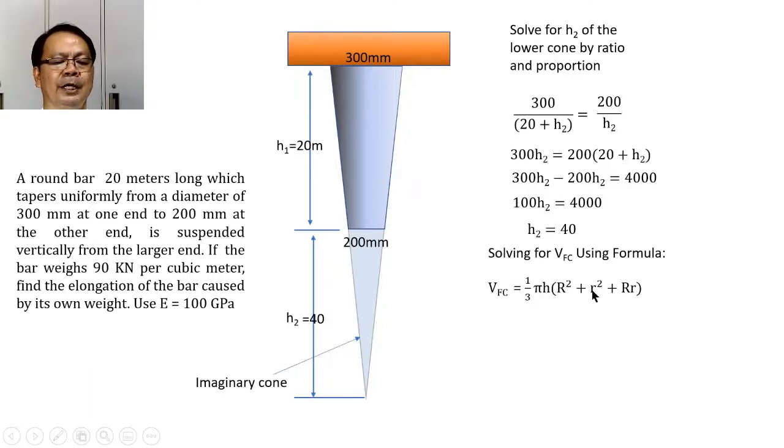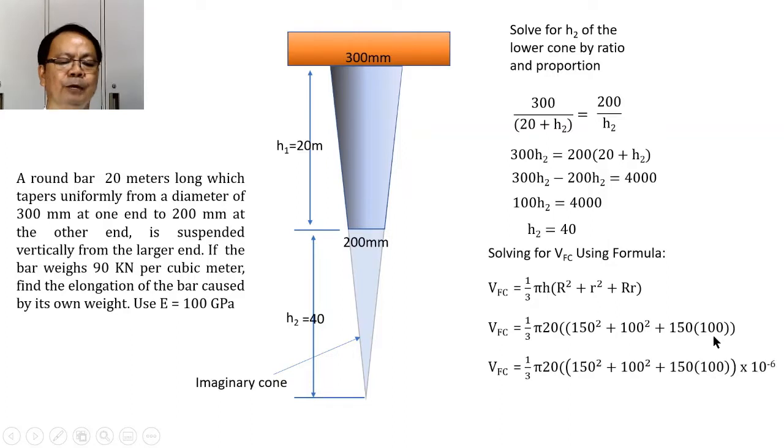Samantalang itong r naman na ito na maliit will be the radius at this point, which is equal to 100. And itong h na ito, tutukoy ngayon dito sa 20, kasi yun yung height ng frustum. And so we shall have here that the volume of the frustum shall be equal to 1/3 times pi times 20 times the quantity, 150 square plus 100 square plus the product of 150 multiplied by 100.